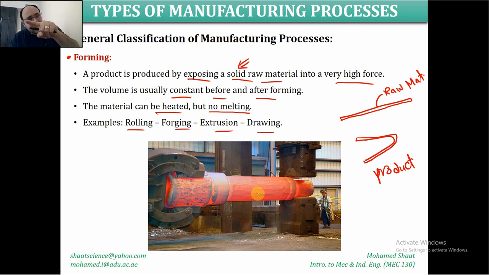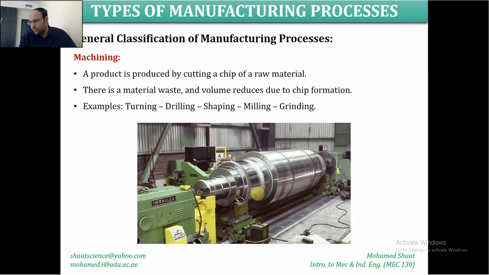So as you can see, it is still in the solid state. It is heated, yes, but there is no melting. It is not liquid, it is still solid. And we are doing this forging process. This will be counted as a forming process. This is the second group. The third group is machining.